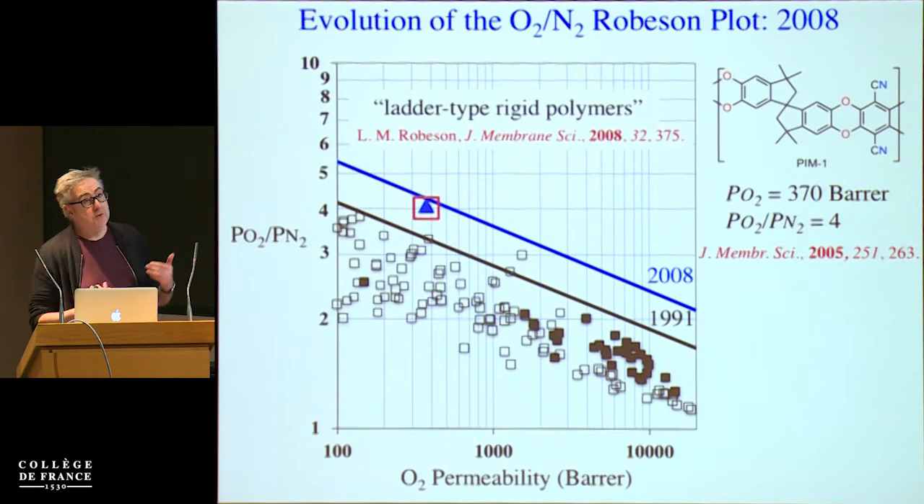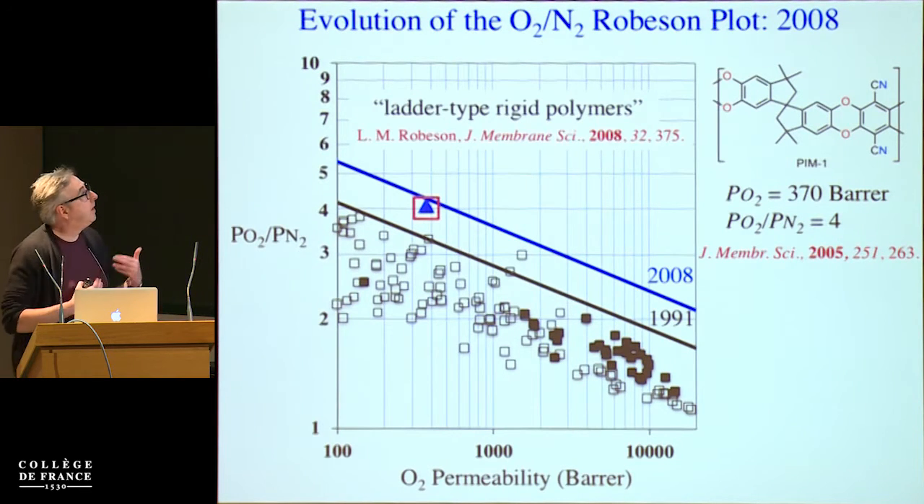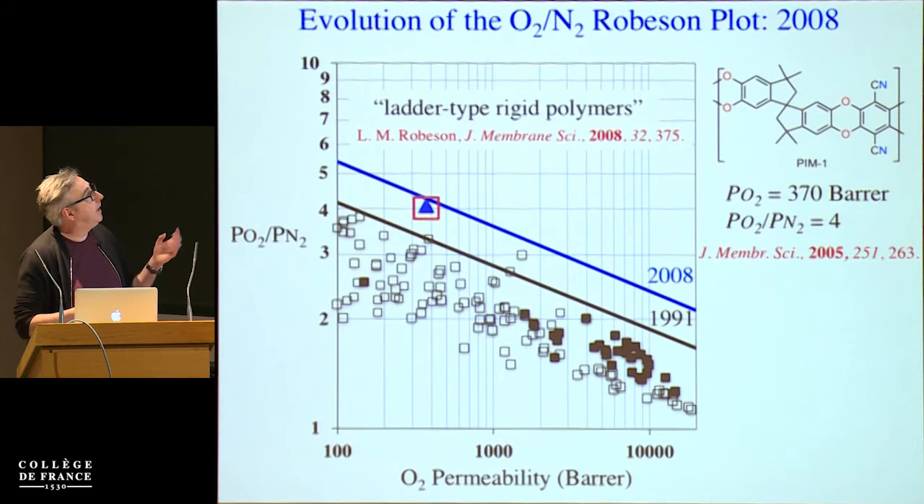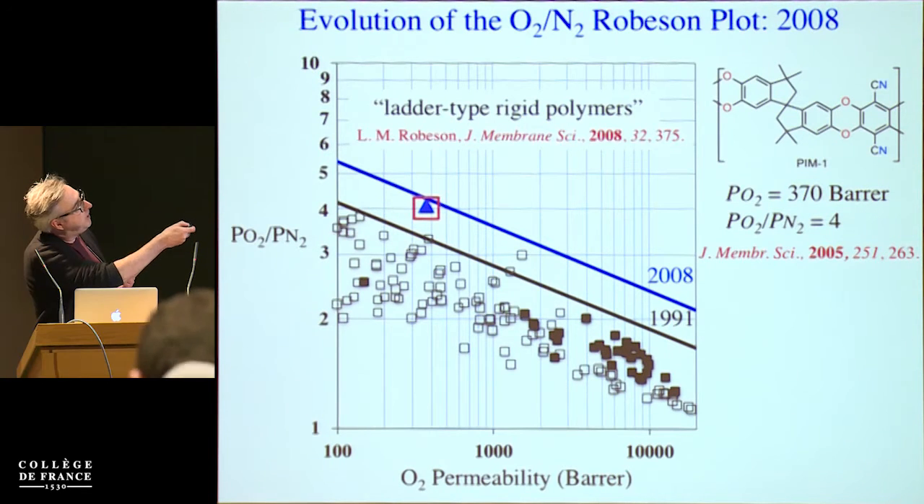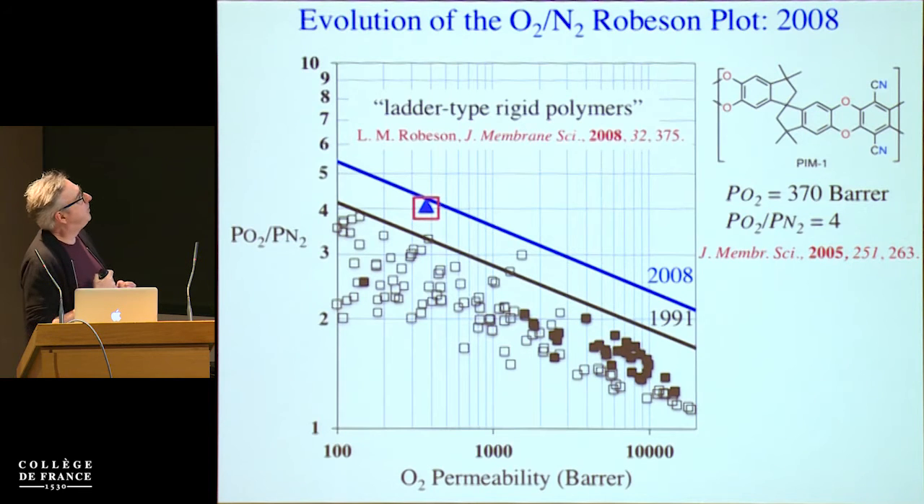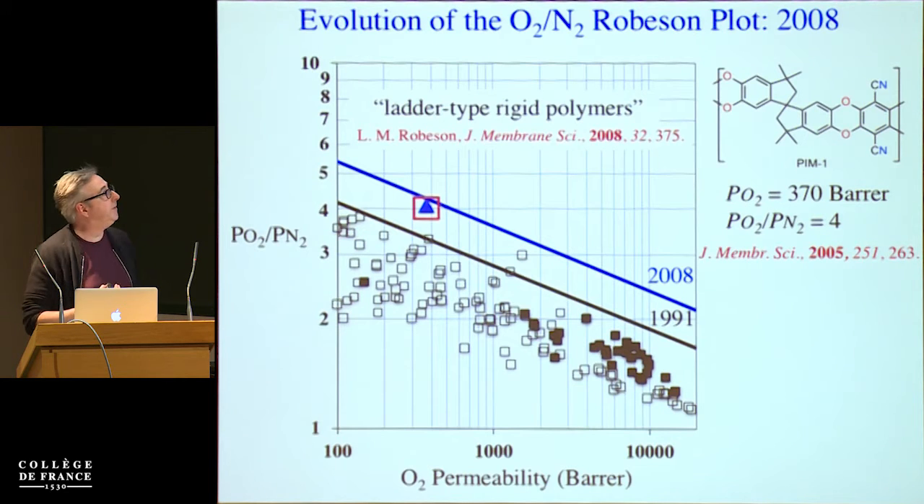And Robson then sort of moved the barrier up. He updated his upper bound and called the upper bound materials ladder-type rigid polymers, which is basically a PIM to us. And so that's the data point that he used in 2008 to update his upper bound.